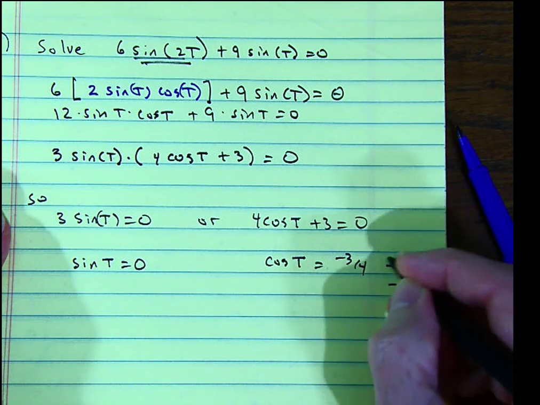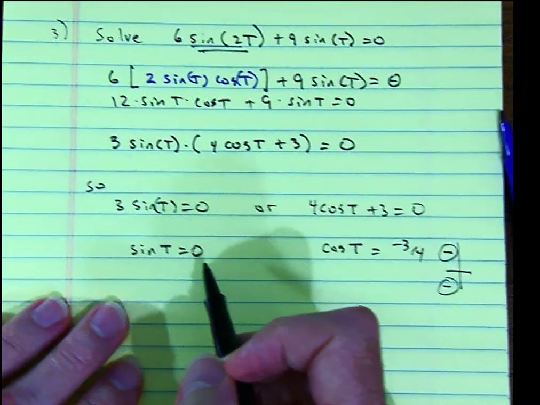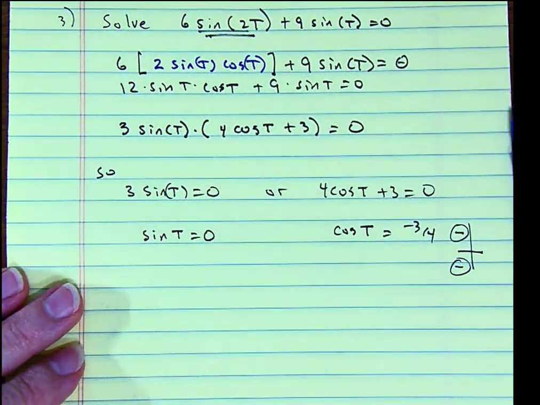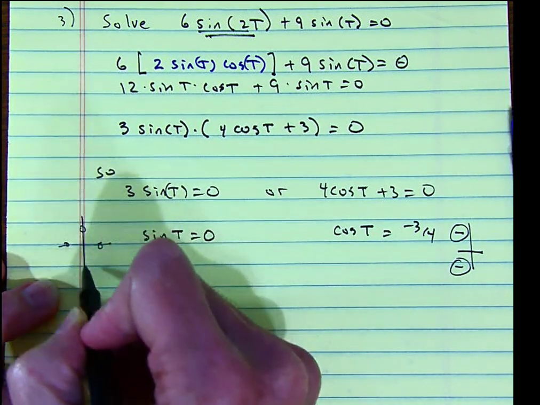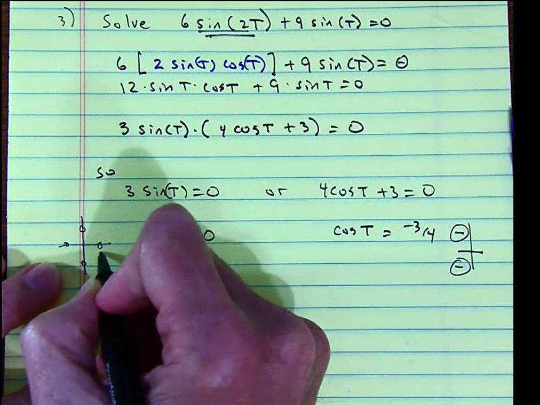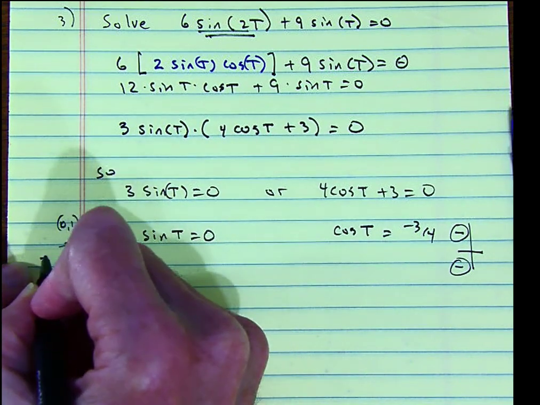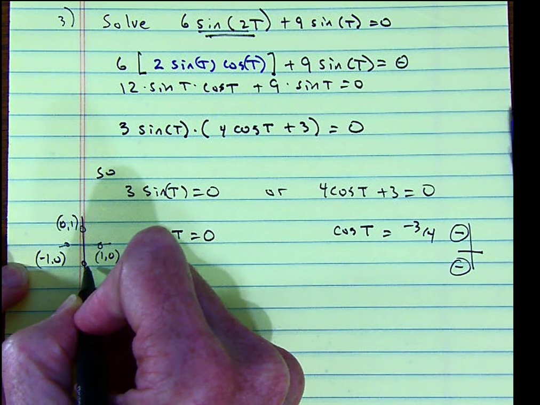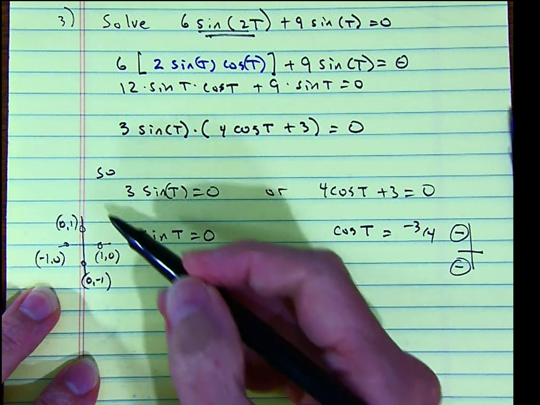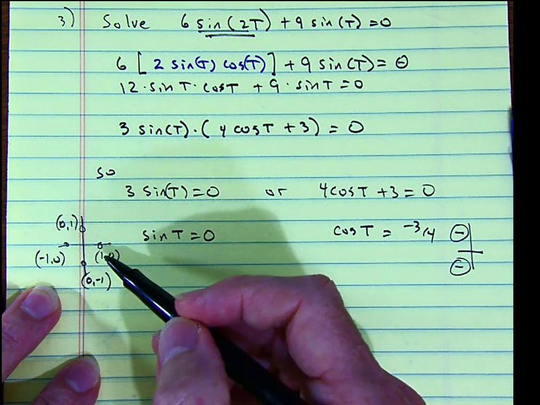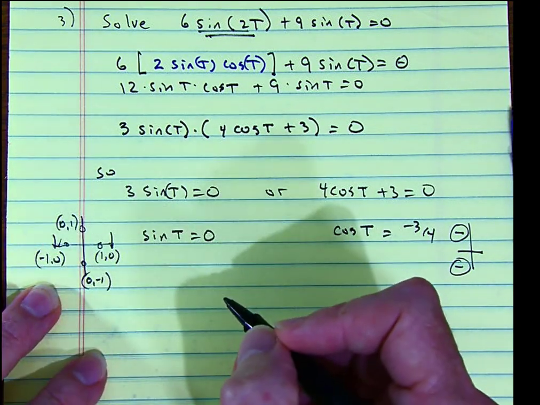For cosine, it's going to be negative in the second and third quadrants. Sine of t equals 0. That one is a quadrantal angle, and so the zeros don't come up all the time. They only come up on these quadrantal angles. We've got points like (0, 1), (0, 0), (1, 0), (negative 1, 0), and this one, what is that one? That's (0, negative 1). So this solution is only going to happen on one of these quadrantal axis angles.